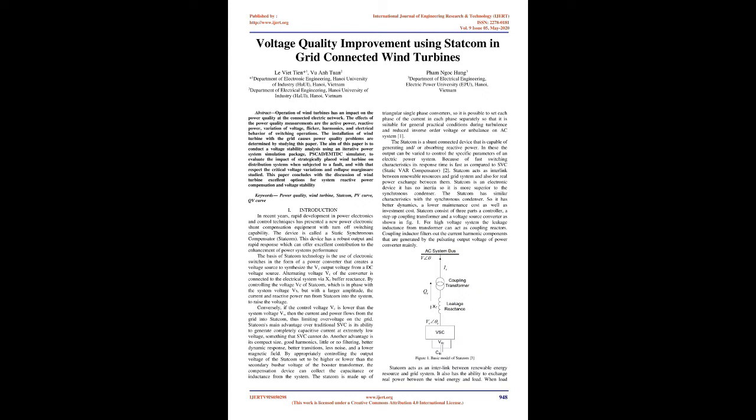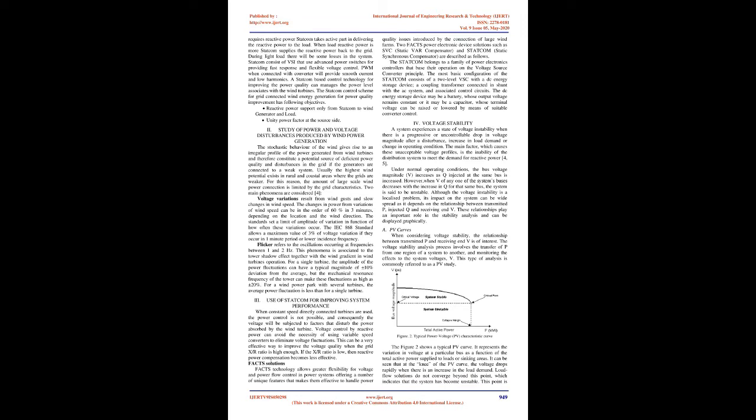Statcom is an electronic device, it has no inertia, so it is superior to the synchronous condenser. The Statcom has similar characteristics to the synchronous condenser. So it has better dynamics, a lower maintenance cost as well as investment cost. Statcom consists of 3 parts: a controller, a step-up coupling transformer and a voltage source converter, as shown in figure 1. For high voltage systems the leakage inductance of the transformer can act as coupling reactors.